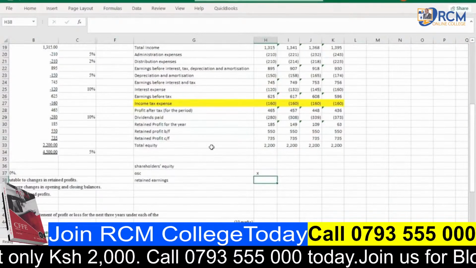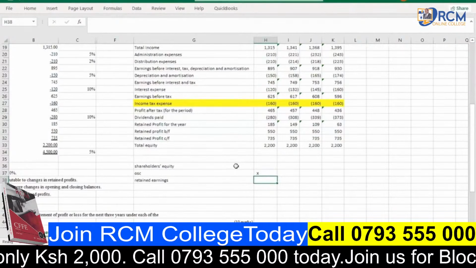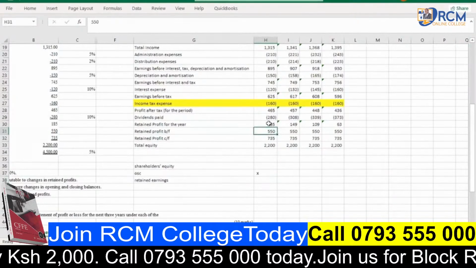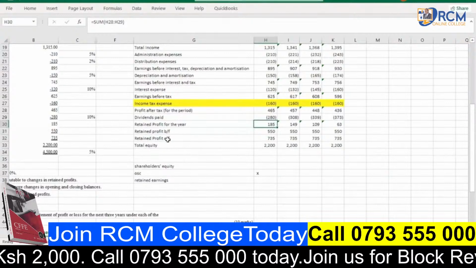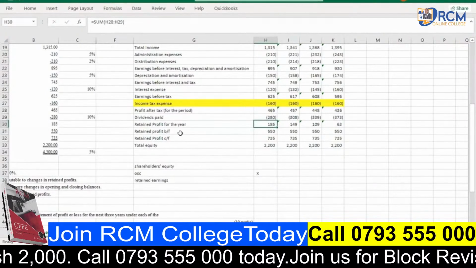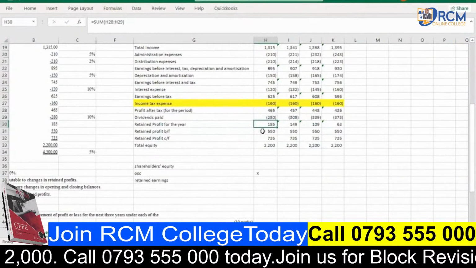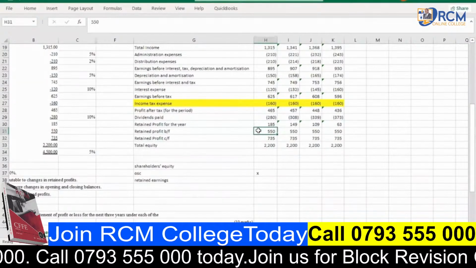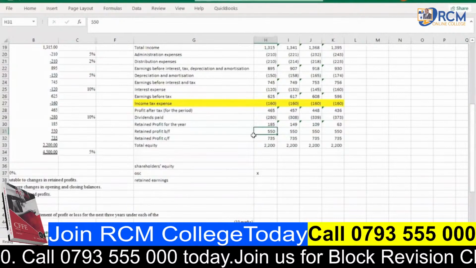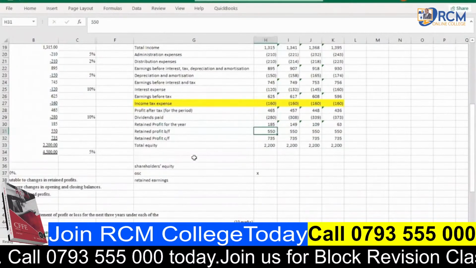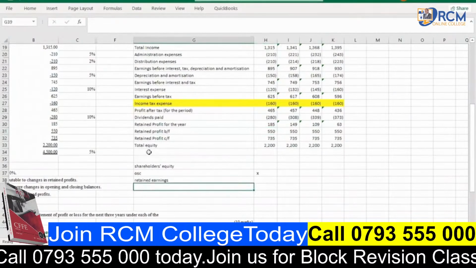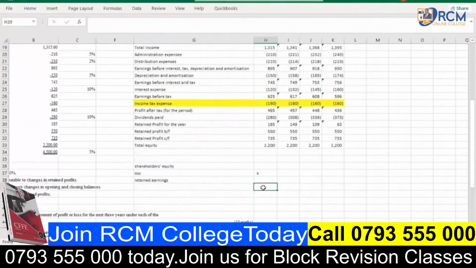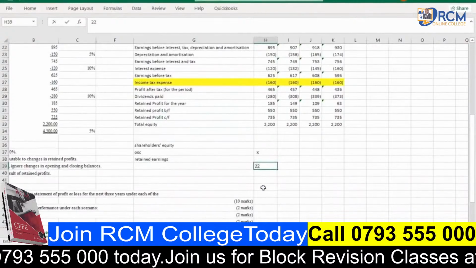Retained earnings carried down is what we bring to the statement of financial position. Not retained earnings brought down, not profit for the year, but retained earnings carried down or carried forward. This carried down is the retained earnings as at the beginning of the year, or from the previous year. Then we add to it the retained profit for the year in the current period. So we have been told that our total equity for the year 2022 is equivalent to 2,200.